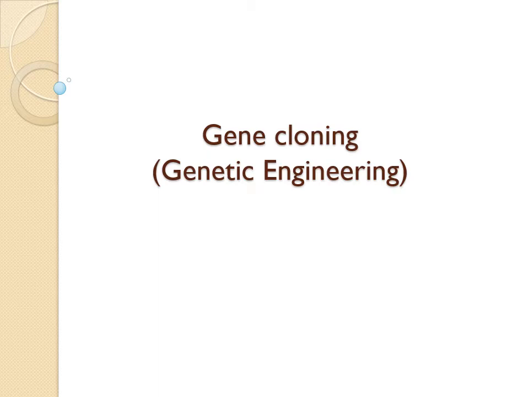As we know from the last video, a vector has three parts. It has the origin of replication, secondly it has a multiple cloning site, and thirdly it has a selectable marker. These three parts are essential and mandatory for a vector to act as a cloning vector.